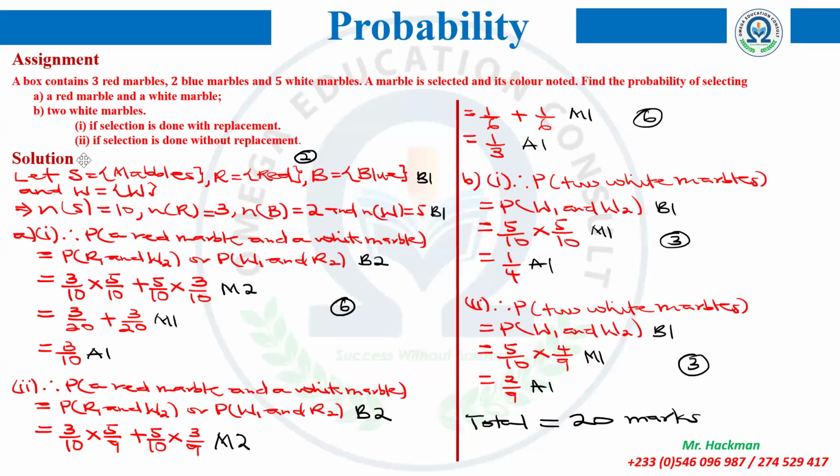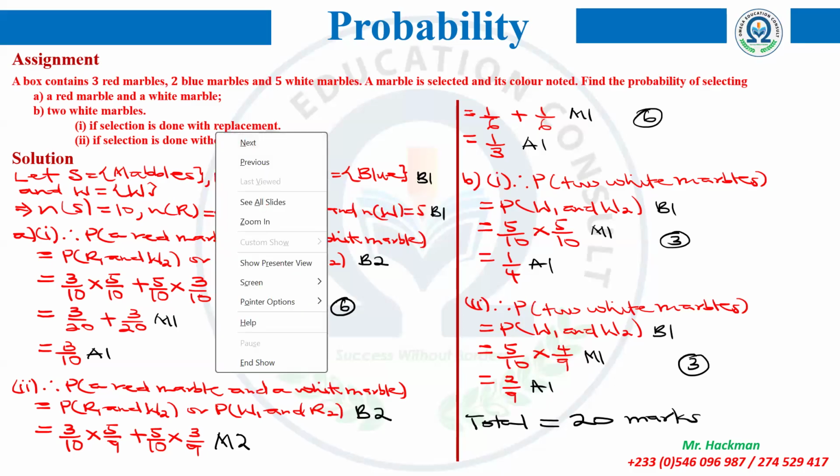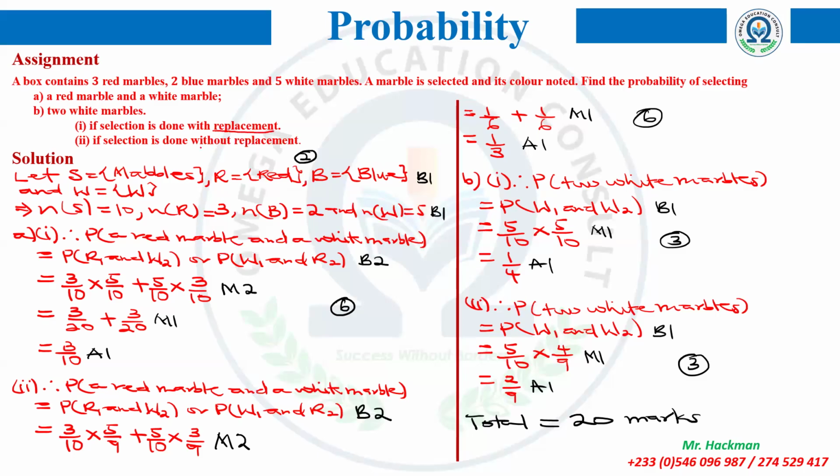So now that I have cleared that, quickly let's go and look at the solution. There was nothing salient for us to underline. However, if you like, if you come to I, we can underline replacement, and II as well. We can underline without replacement, because we know that these are keywords that we have to be mindful of. So after that, what do we do?